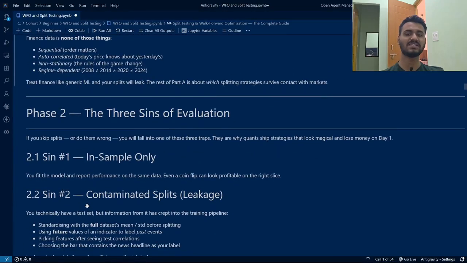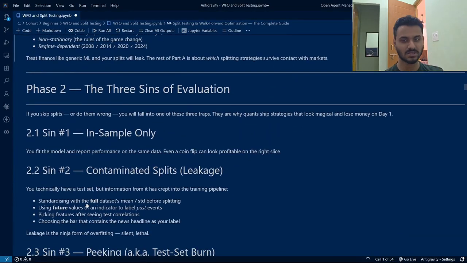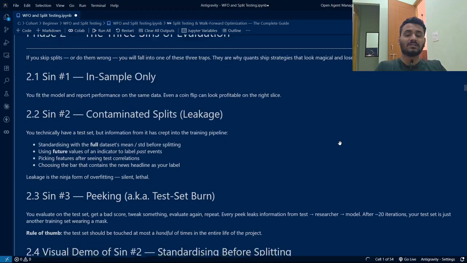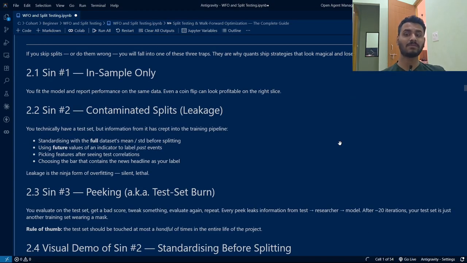Now, phase 2, the 3 sins of evaluation. If you skip splits or do them wrong, you will fall into one of these 3 traps. That's why quants ship strategies that look magical and lose money on day 1. Sin 1 is using in-sample data only. You're taking the entire data set and training your model on it. Definitely you will find the best parameters which yielded the best returns, but will it yield the same return in the future? Maybe not, right? Let's say a 12 and 36 SMA had the highest returns over the past 10 years, but there is no necessity, because it's not IID data, right?